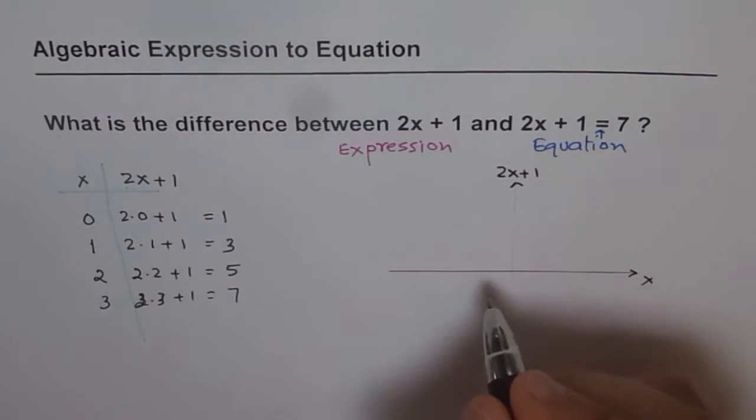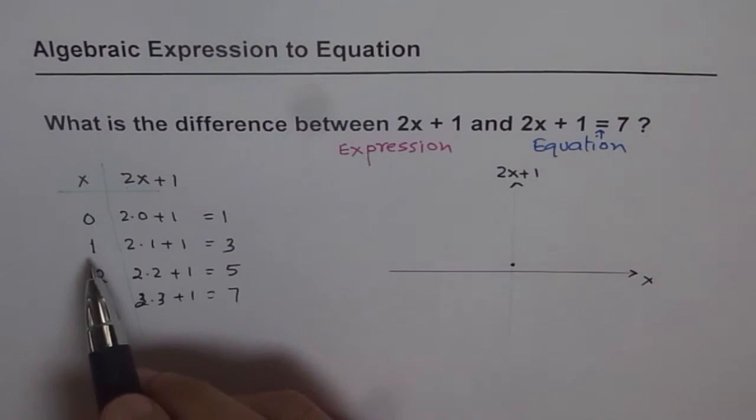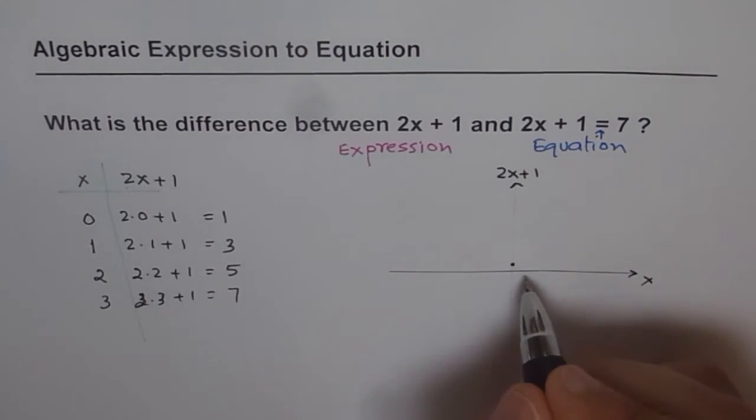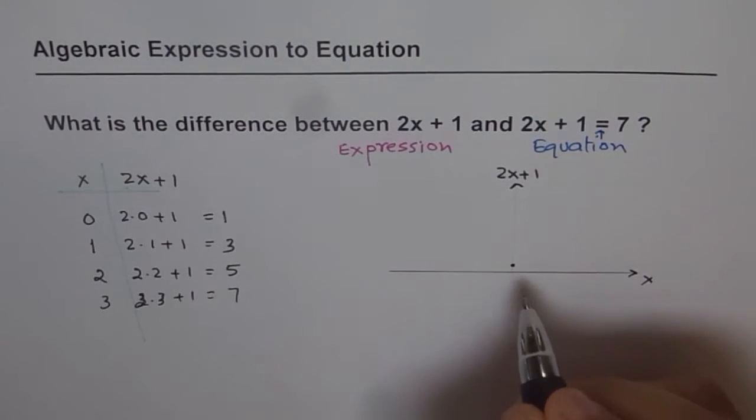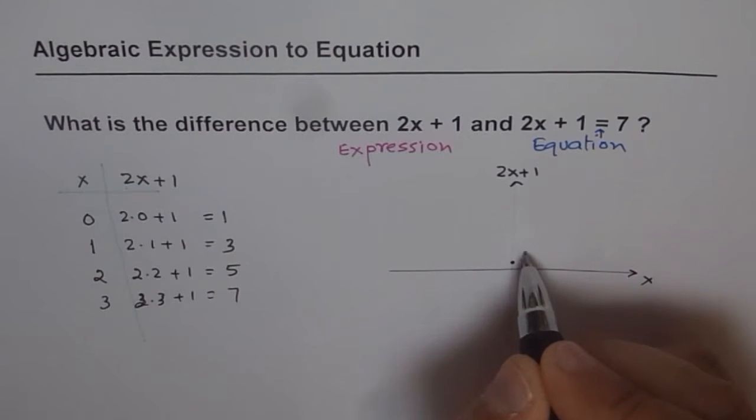So when x is 0, I get a point at 1. Let's say this is my point. If x is 1, then I get a point at 3. We can't see much, so what we'll do is assume the scale. So it is 1, 2, 3.